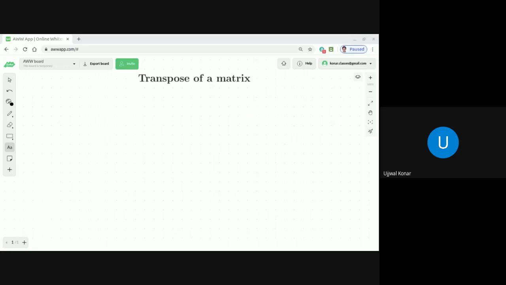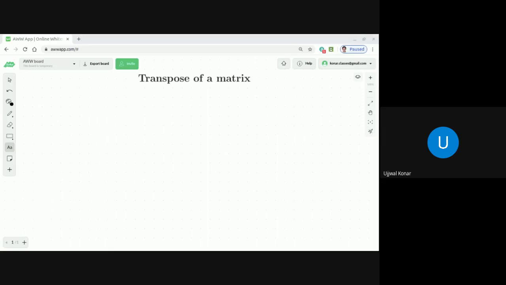So now what I'm going to discuss is the transpose of a matrix. What is transpose? It is a new terminology, and let us understand what that is. Dear students, suppose we have a matrix of order m by n. That means it has m rows and n columns.